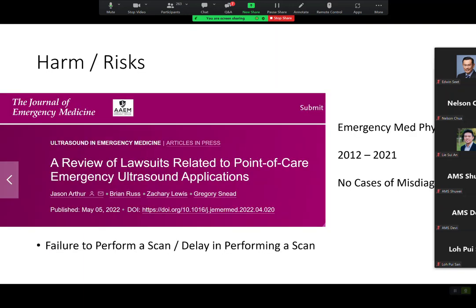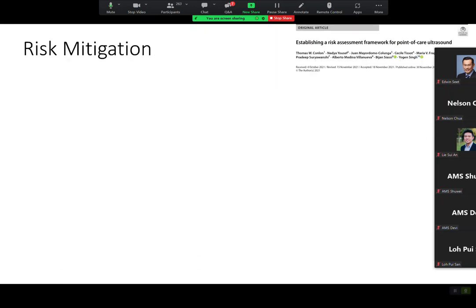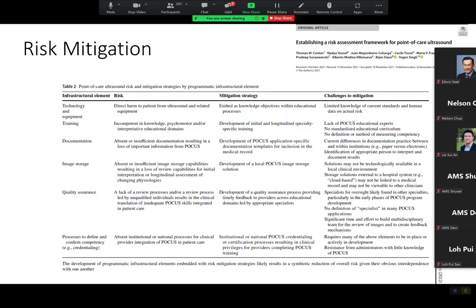But it's a bit reassuring to have a look at this publication. This was done in emergency medical physicians. I'm not sure if it applies to anesthetists, but they essentially found that the lawsuits were more related to failure to perform a scan or delay in performing a scan, as opposed to misdiagnosis. So there is potential to cause harm.